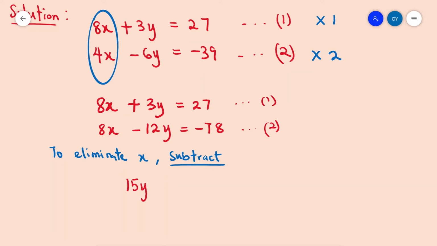So to eliminate x, what do we do? We subtract. So we subtract equation 2 from 1. So we have 15y equal 105.